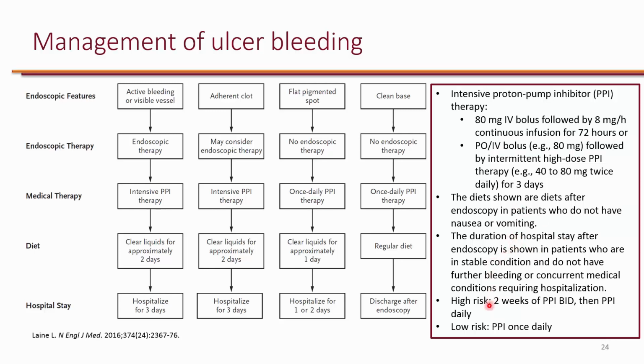Now, if patients are high risk, they will require 2 weeks of twice daily dosing of PPI, and then they can go to once daily dosing. What high risk means is patients with endoscopic findings and clinical factors that are of high risk, such as hemodynamic instability, older age, major coexisting conditions. Those patients need to be on twice daily PPI for at least 2 weeks before going to daily. Otherwise, they can just continue once a day PPI.